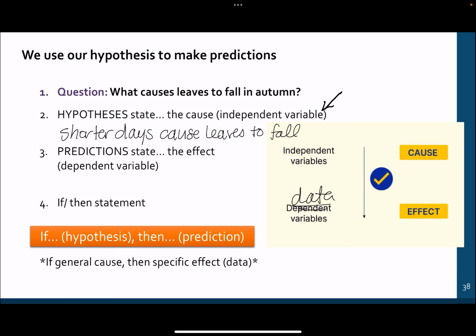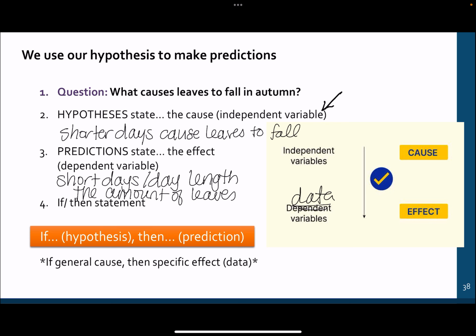So if we want to support that shorter days cause more leaves to fall, then our prediction should say something about short days or day length and the amount of leaves, because that's what our experiment should have been designed to check. The amount of leaves and a greater percentage of leaves falling as the days get shorter.